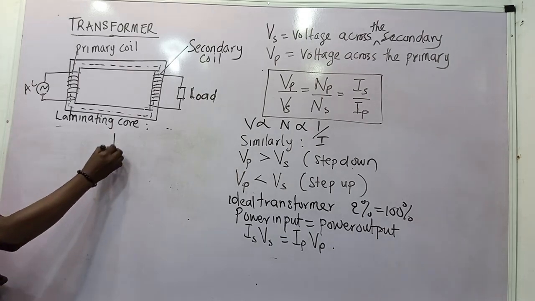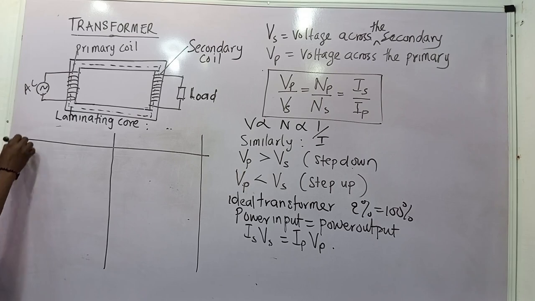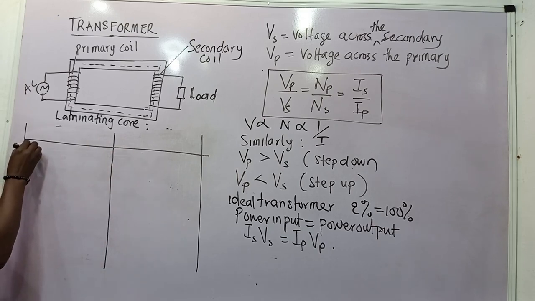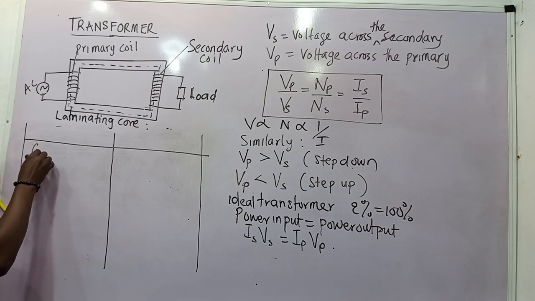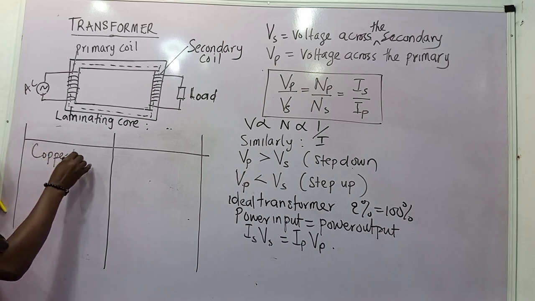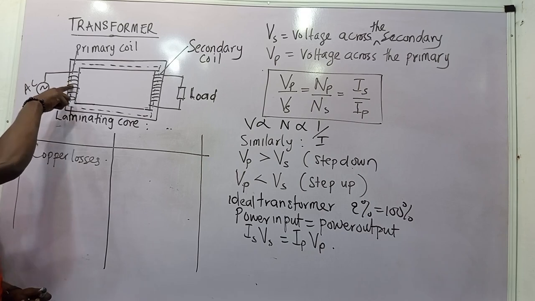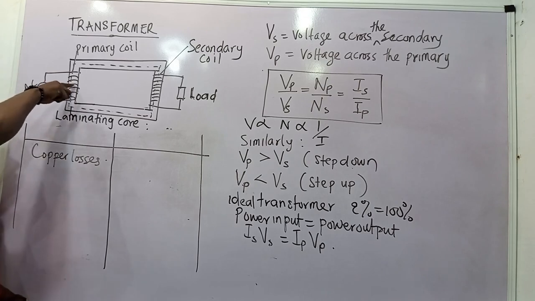Another thing is, let me give us a real case, a practical transformer. A practical transformer experiences the following losses, and these losses can be reduced by the following characteristics. Number one is copper losses. Copper loss is sometimes called heat loss, and it is a result of heat in the coil itself.